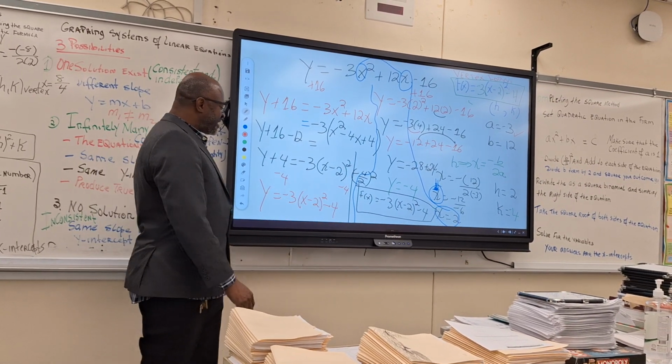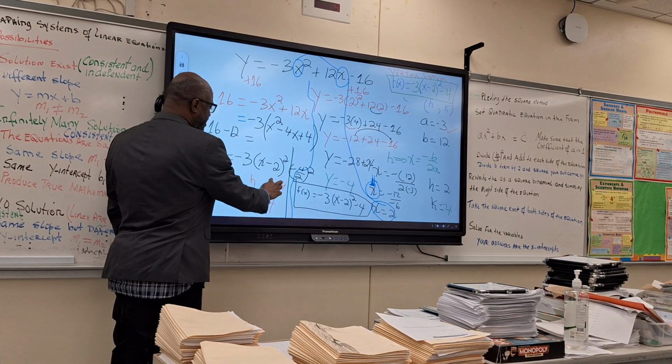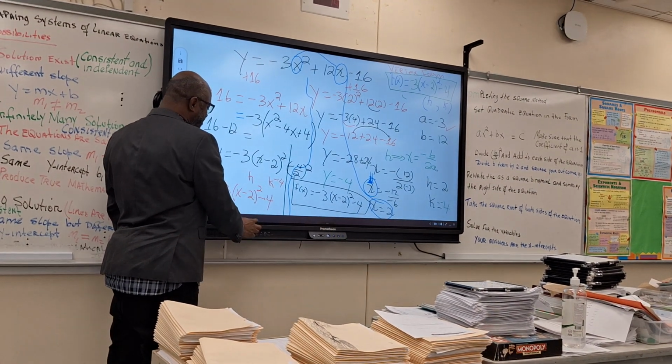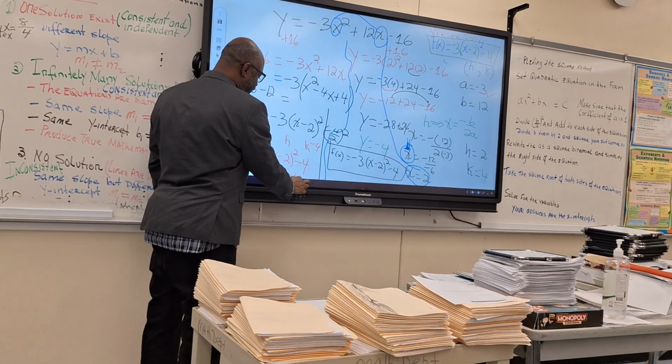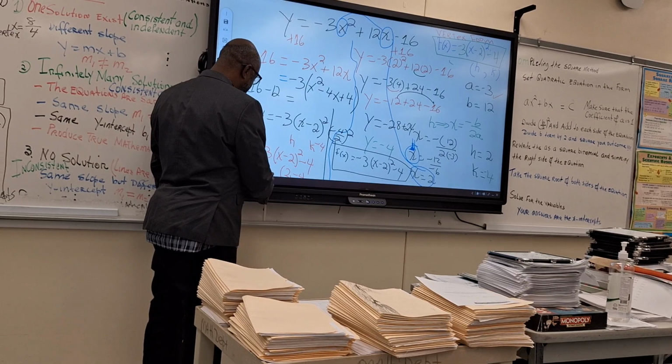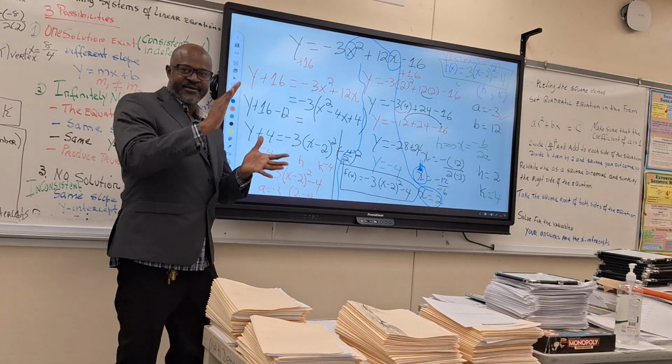Now, the vertex, as you recall, you have to take the opposite of that, and this is unchanged. And what is the vertex? The vertex will be 2 comma negative 4. And a is negative 3. All right? Okay.